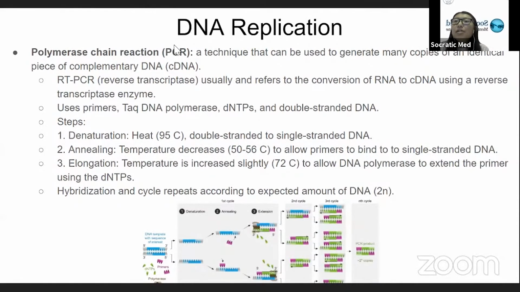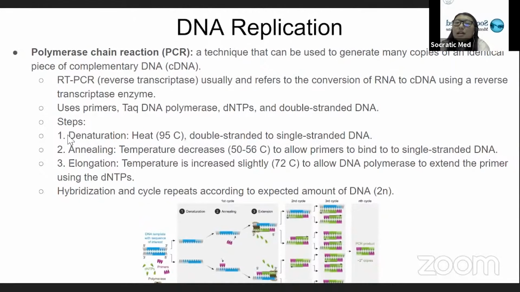It's used to break the double-stranded DNA into single-stranded DNA. And specifically, we use Taq DNA polymerase because it's an enzyme that can withstand this high heat. So that's usually why we specifically use Taq.